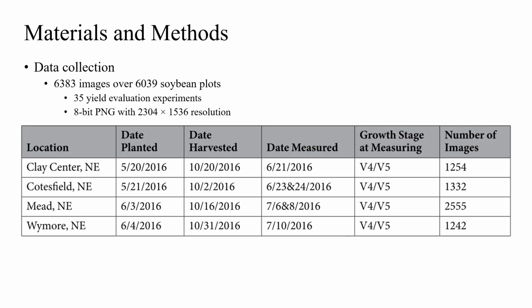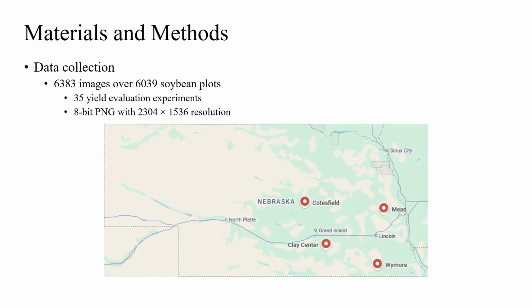This table shows the locations, planting and harvesting dates of the soybean plots, as well as the data collection date, plot growth stage during data collection, and number of captured images at each location. This image shows where the locations are on Google Map.